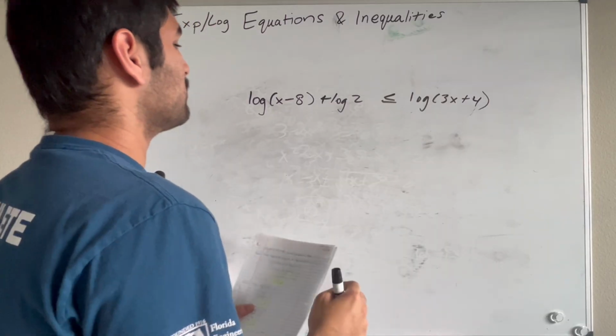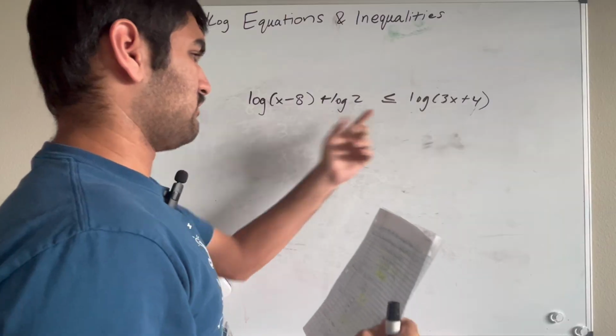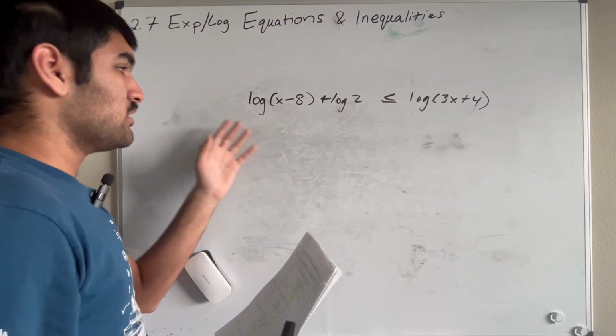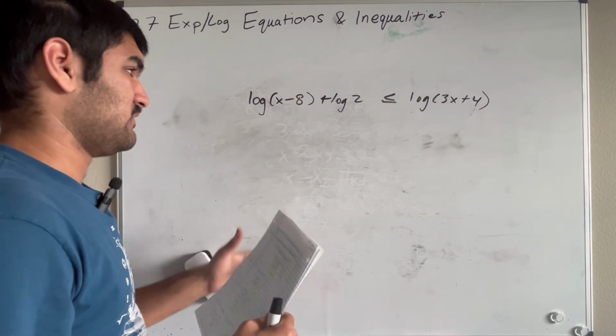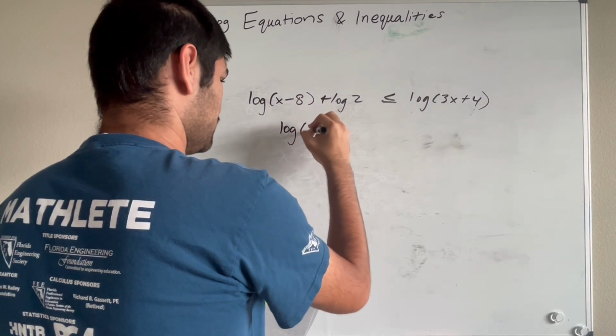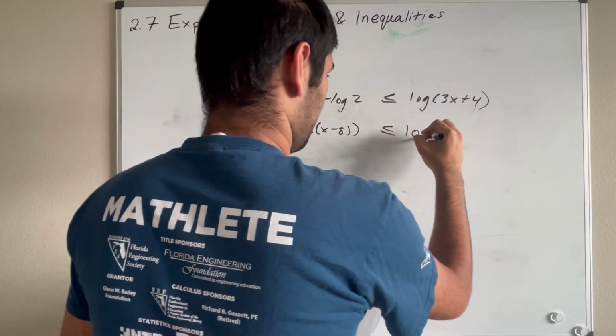So the first thing you're going to want to do for these problems is get one log on each side, right? So you have log of something on this side, and you want one log on this side. Using logarithmic properties, like we learned in the last video, we can combine these two as just log of 2 times x minus 8 is less than or equal to log of 3x plus 4.